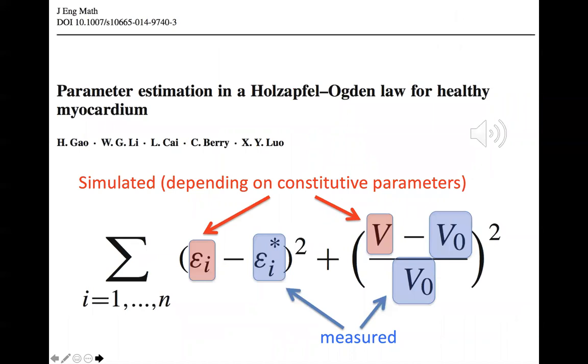We quantify the mismatch by the residual sum of squares between the features extracted from the CMR scans, here shown in blue, and the simulated features, that is, the predictions from the model, here shown in red. V refers to the left ventricle volume at end of diastole, and we divide by the measured volume to non-dimensionalize this quantity. The epsilons refer to the circumferential strains, which are already non-dimensionalized.